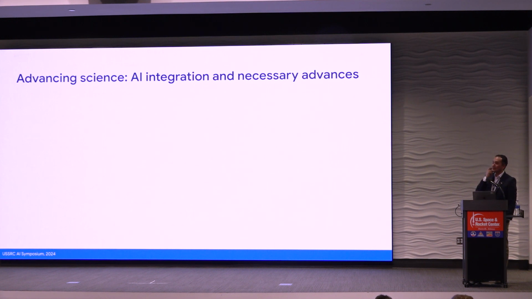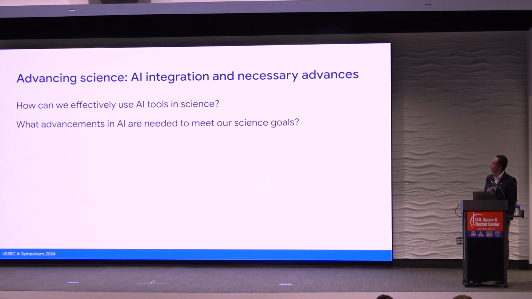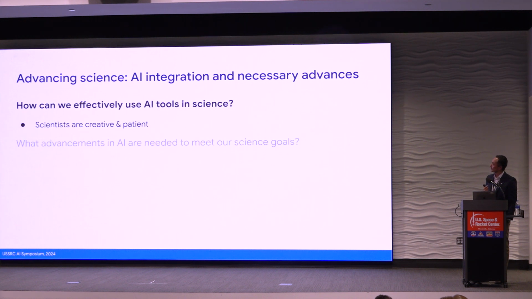So in terms of advancing science using AI, there are two aspects. One is how can you use AI and infuse it into the scientific process. The other way to look at it is what AI advances are actually necessary to reach our science potential. Today I'm going to focus on the first: how can we effectively use AI tools in science?